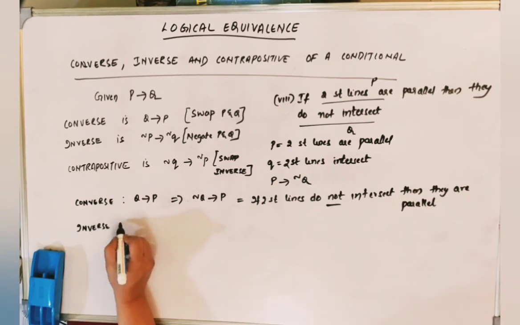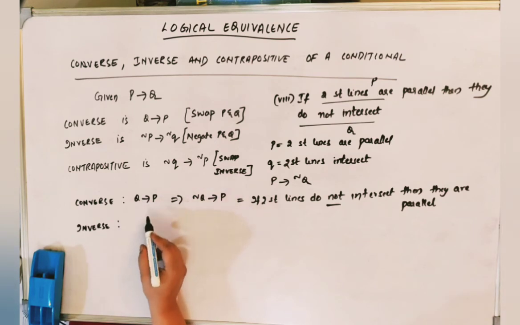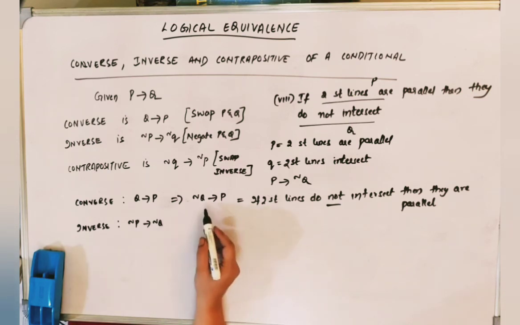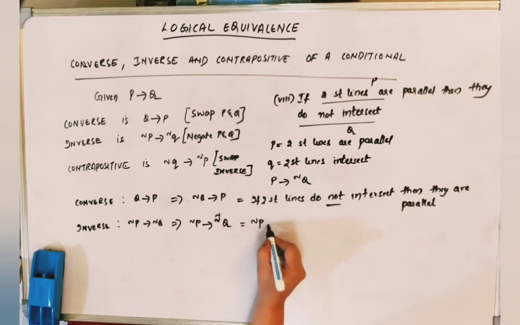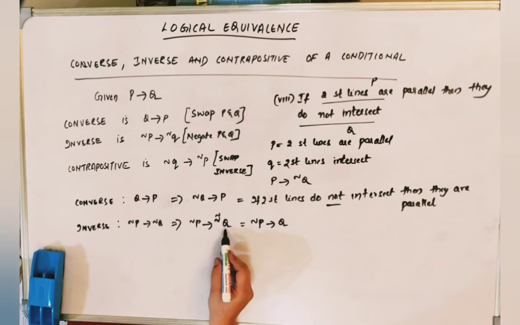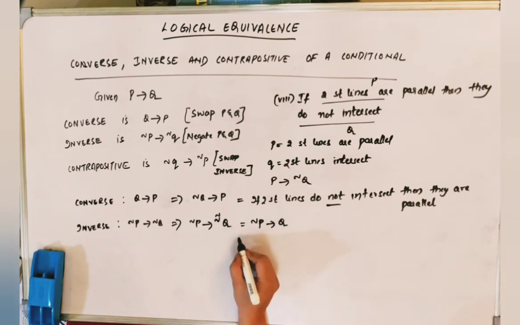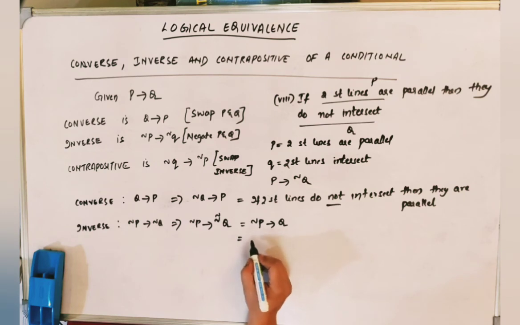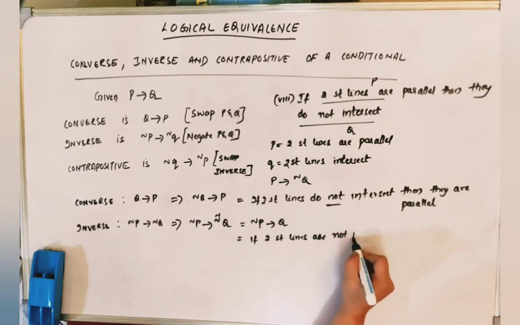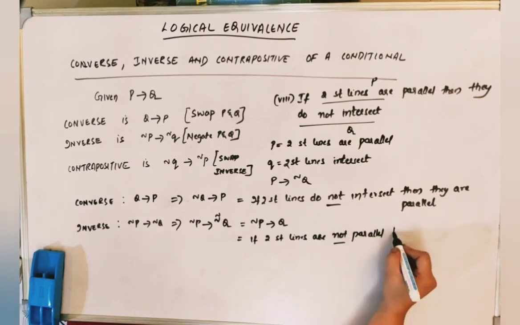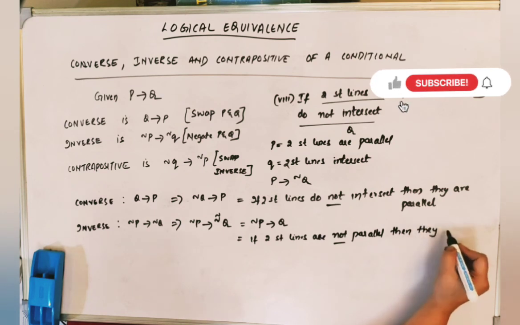Inverse. Inverse is negation of both propositions. So not P conditional not Q. So what do we have here? We have P conditional not Q. So that's going to be not P conditional. There's already a not here, so it's going to be double negation, which is not P conditional Q. Double negation is the proposition itself, Q itself. Let's write it now in the verbal form. Not P. If two straight lines are not parallel, then they intersect.